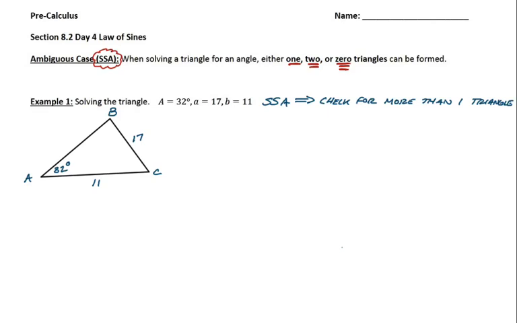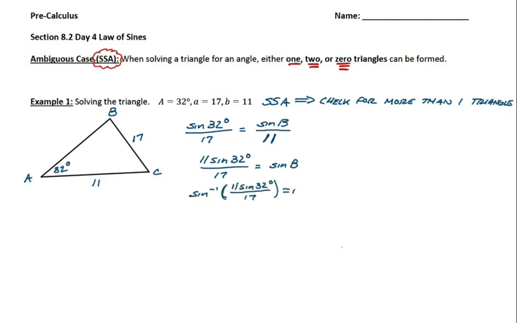So here's how you do that. You would set up the law of sines like you normally would, and if you look at the triangle we have, the only piece of information we can find right now with the law of sines is angle B, because we have the side opposite. So if I set up my law of sines, I would have sine of 32 over 17 equals sine of B over 11. Then I'm going to solve for angle B. I'd multiply both sides by 11, so I'd have sine of B equals 11 sine of 32 over 17. To find angle B, I would take the inverse sine of 11 sine of 32 over 17, and what I would get is 20.053 degrees. So that's angle B.